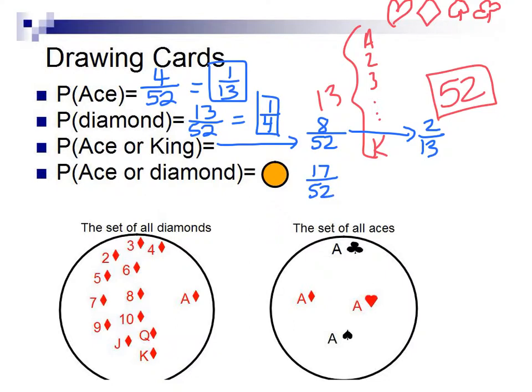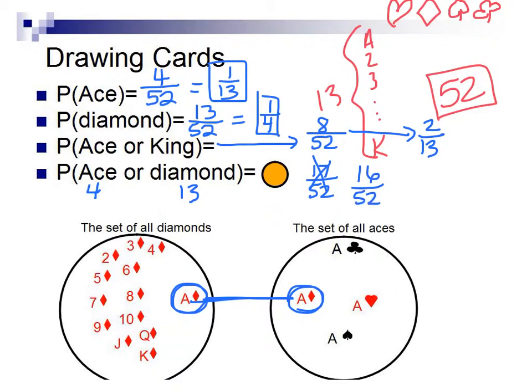Except that's not right. Because what happens on this one is when you look at all of your diamonds, here you have sitting here the ace of diamonds. And when you look at all of the aces, you also have that ace of diamonds in that set. And that ace of diamonds got counted both times. When I said that there were 4 aces and I said there were 13 diamonds, the ace of diamonds is in both of those sets. So really, 17 52nds is too much. It really should be 16 52nds.